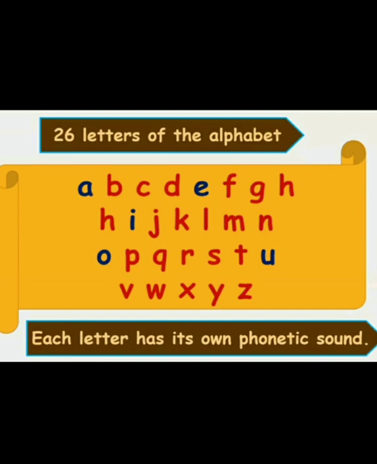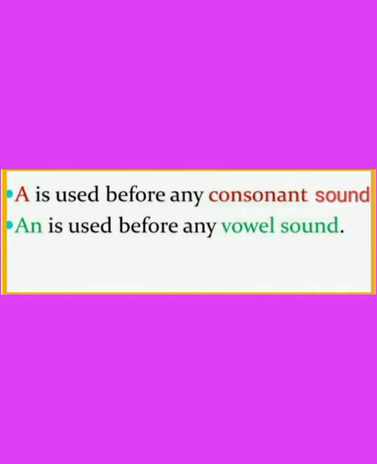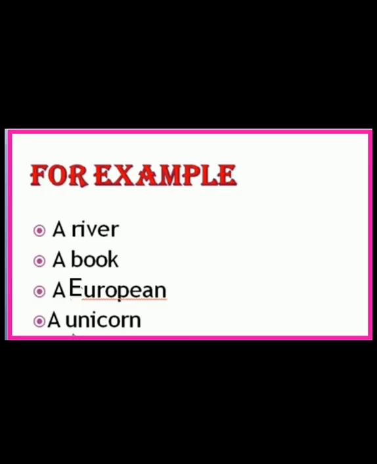We use a before words that begin with a consonant sound. For example, a river, a book, a European, a unicorn. So children, look at this example, a European, a unicorn. Here the first letters are vowels, but we use a. Why? Because it has the consonant sound, that is the U sound.